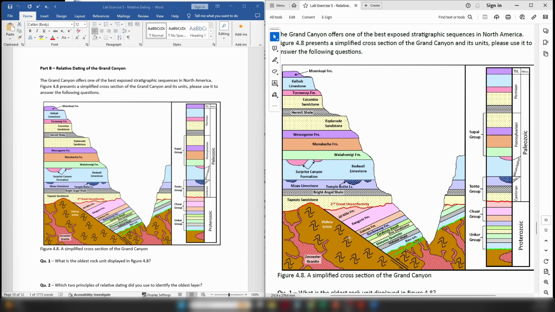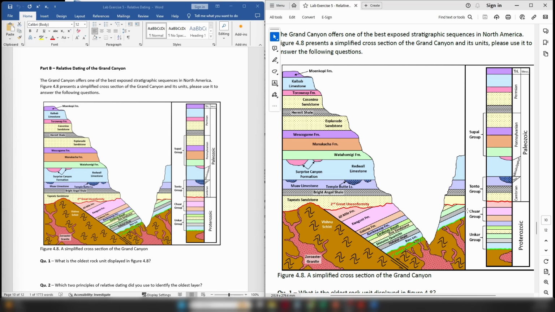Now, I've actually got the diagram itself, figure 4.8, slightly larger over here on the right. And you can see the diagram consists of several parts. So over here on the left, we actually have the stratigraphy of the Grand Canyon displayed as a schematic cross-section through the sequence. You're going to notice that there are three main parts to the Grand Canyon. So we have the basement rocks, which are marked out by the Vishnu schist and the Zoroaster granite. Obviously, Vishnu schist is metamorphic, Zoroaster granite is igneous.